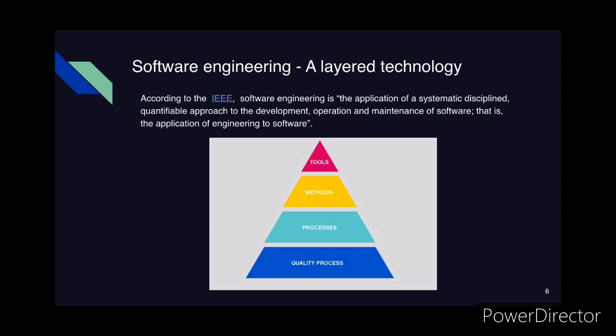Now after process, the method layer is there. This layer contains the methods, the technical knowledge of how to develop the software. Usually process consists of methods, and methods consist of several tasks, for example requirement analysis, testing, maintenance, etc.